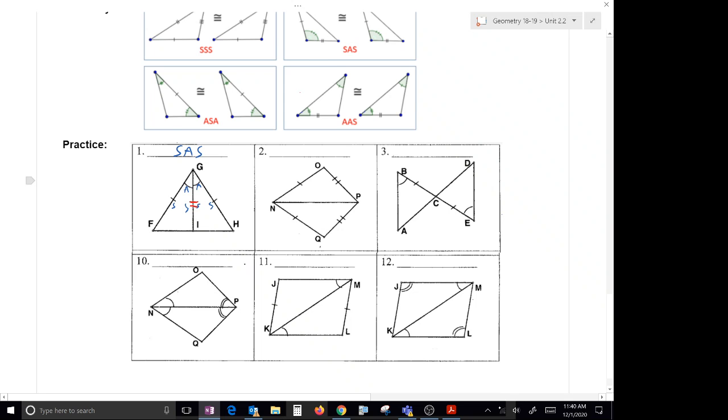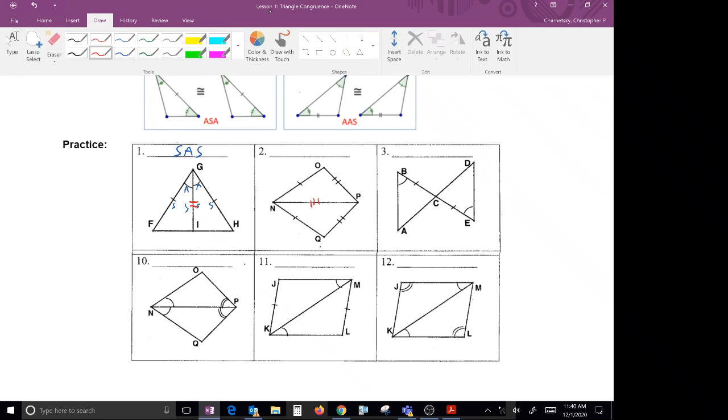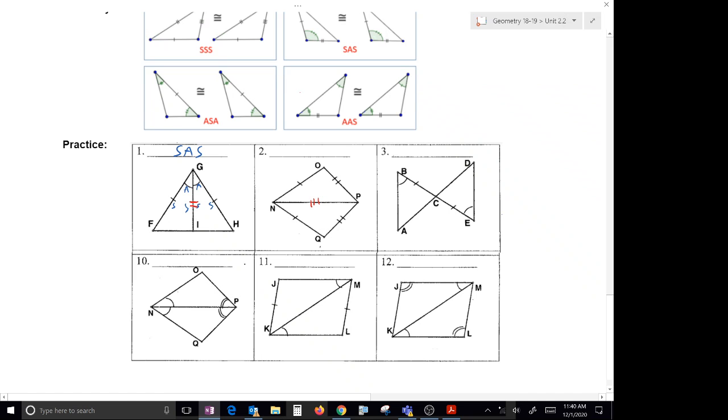All right. Next one, we've got a shared side for number 2. So I'm going to go ahead and mark that. Now, they've already used a single tick and a double tick, so I'm going to use 3 tick marks there. And now, they don't have any angles, but I do have a side here, and a side here on the top triangle, and then a side and a side and a side. So what I have is SSS. So those are congruent by SSS.